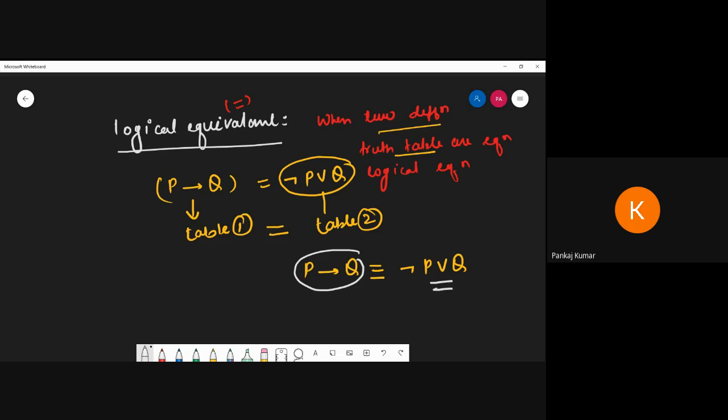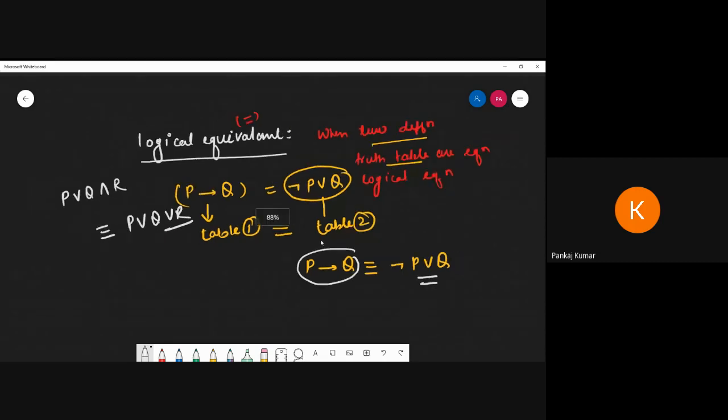This is a very important thing because in examination they can give you a property like P union Q, intersection R, and ask whether it is logically equivalent to another expression or not. This type of question they will ask, and we have to prove it. So these are the things for logical equivalence.